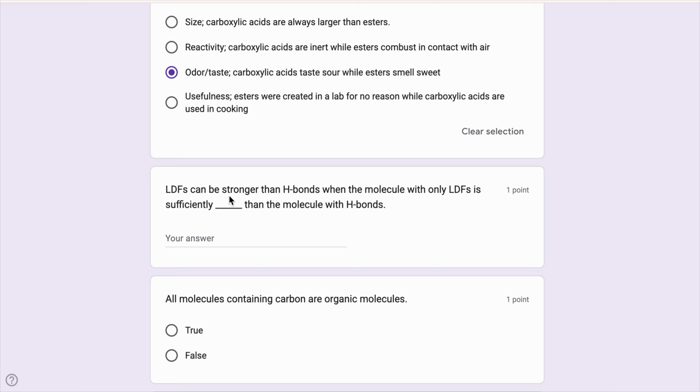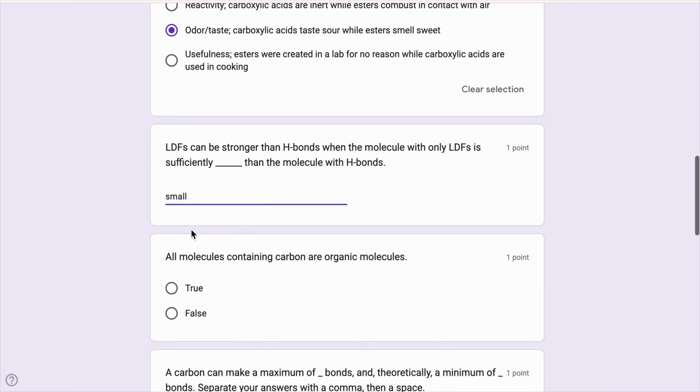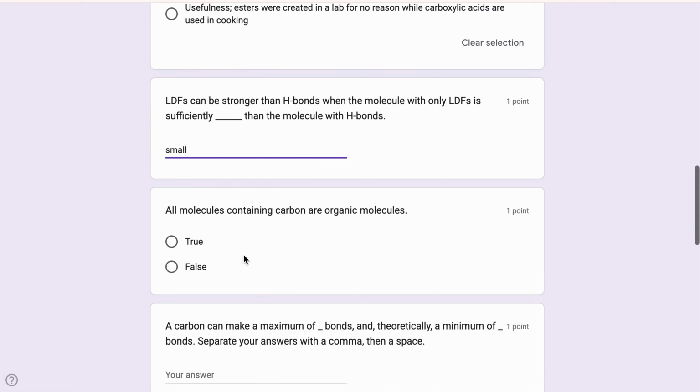London dispersion forces can be stronger than hydrogen bonds when the molecule with only London dispersion forces is sufficiently large compared to the molecule with hydrogen bonds. Small, because if it has a larger size, its London dispersion forces are weak or maybe polar.